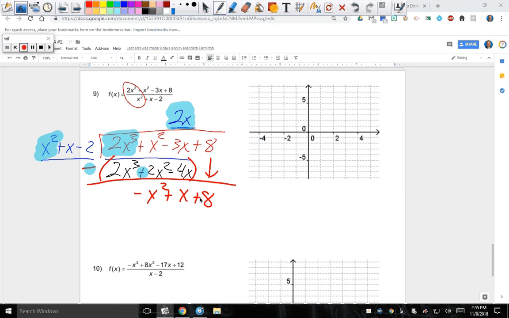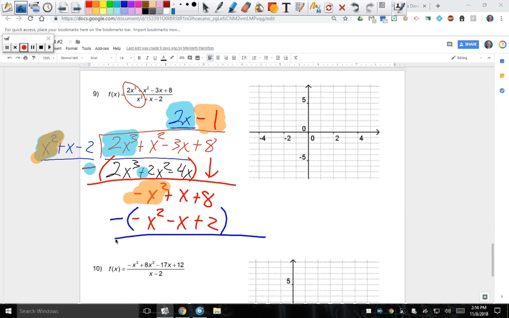Good. Now we are going to ask ourselves, what new number will multiply to get the first terms over here? Negative 1, right? A negative 1. So a negative 1 will give me negative x squared minus x plus 2. And we are going to subtract the parentheses.